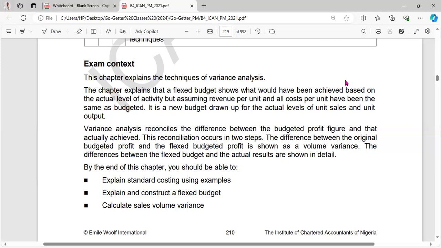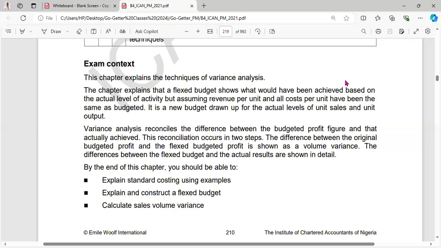Then the reconciliation occurs in two steps. The difference between the original budgeted figure and the flexed budgeted figure is shown as a volume variance. The difference between the flexed budget and the actual result are shown in detail. So this is a summary, or I would say an abstract, of what this chapter or this segment is all about.